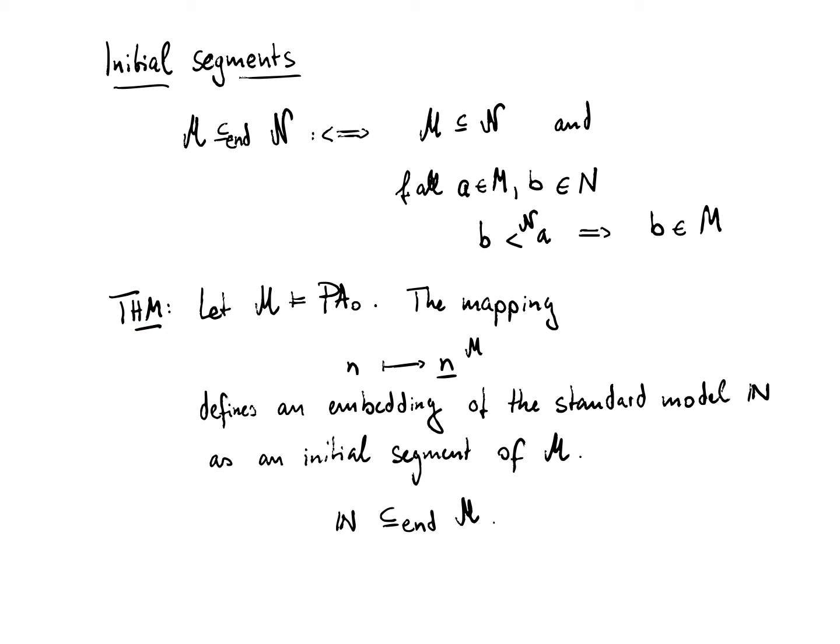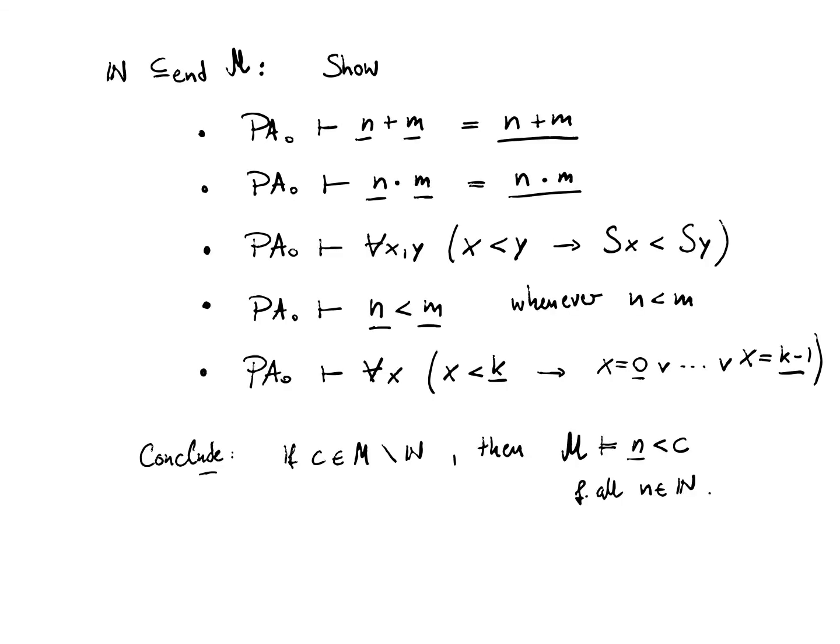And the theorem is that if we have a model M of PA0, then the mapping that maps the natural number n to the interpretation of the constant symbol n in M defines an embedding of the standard model N as an initial segment, in this sense, of M. So in other words, N is an initial segment of M, and M is an end extension of N. In order to prove this, you have to go through the following steps, and of course, I encourage you to do that.